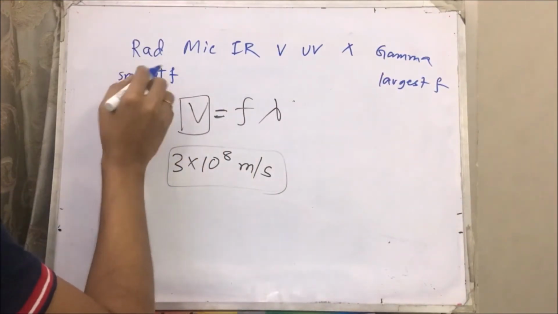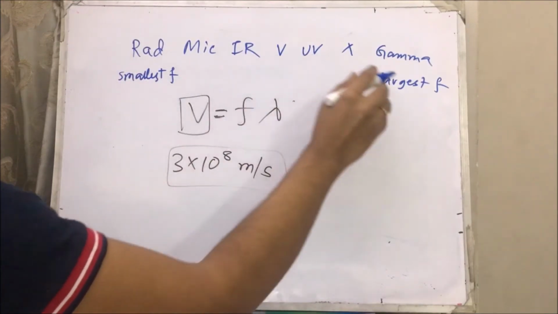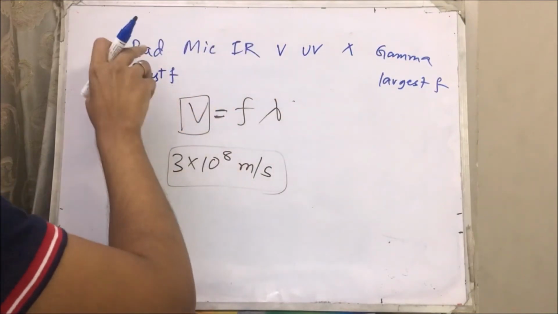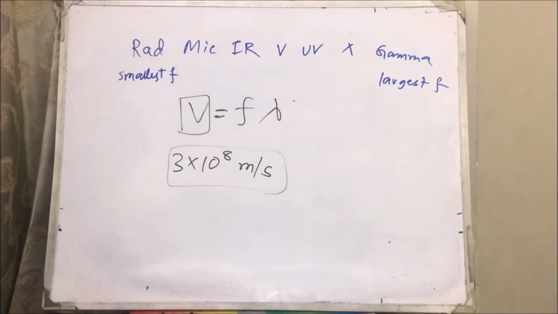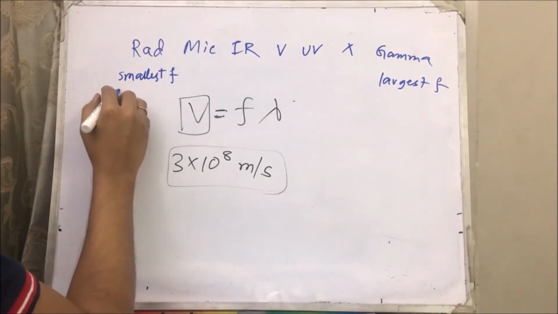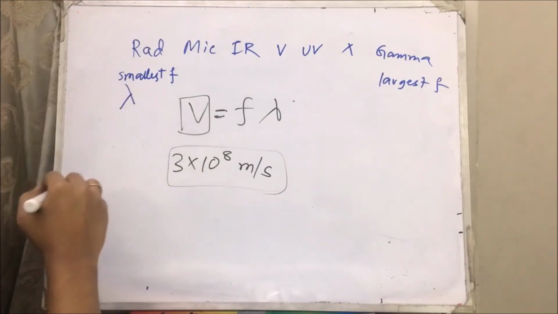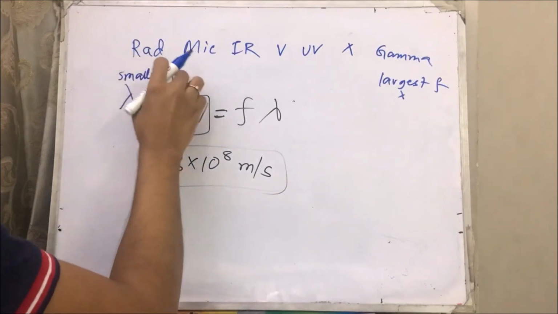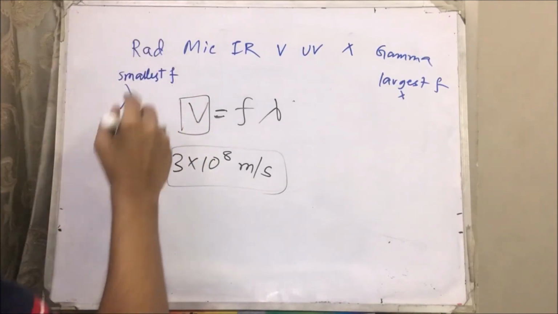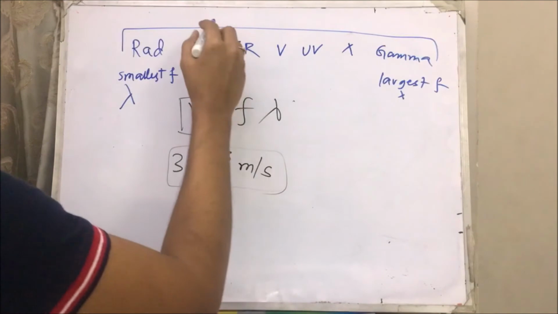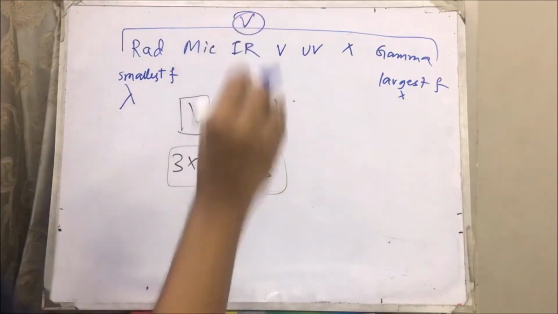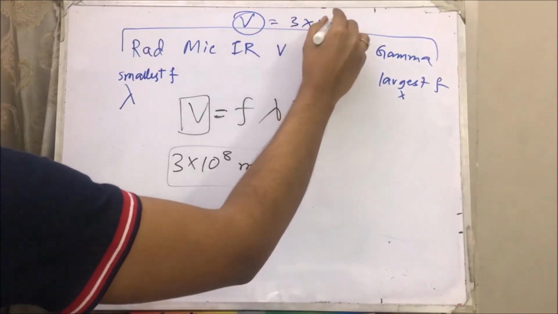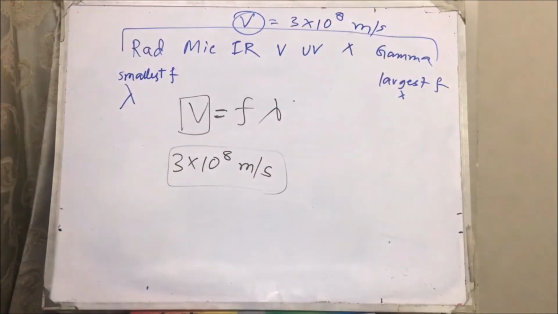Okay. So for radio waves, the frequency is the smallest. For gamma ray, the frequency is the largest. So the frequency increases as we go from radio to gamma rays. On the other hand, radio waves have the largest lambda, the largest wavelength, and gamma ray has the smallest wavelength. And this F and lambda balance each other out so that the entire family of the electromagnetic spectrum has the same velocity in air or vacuum. That is 3 into 10 to the power 8 meters per second.